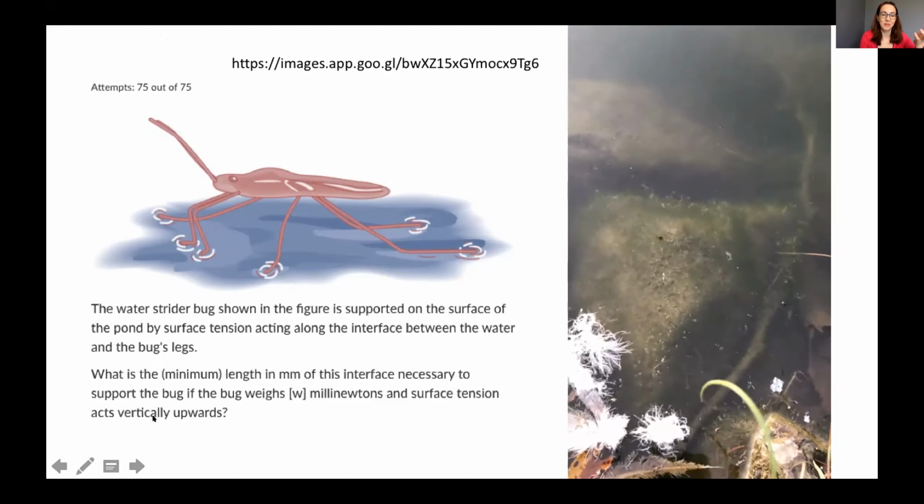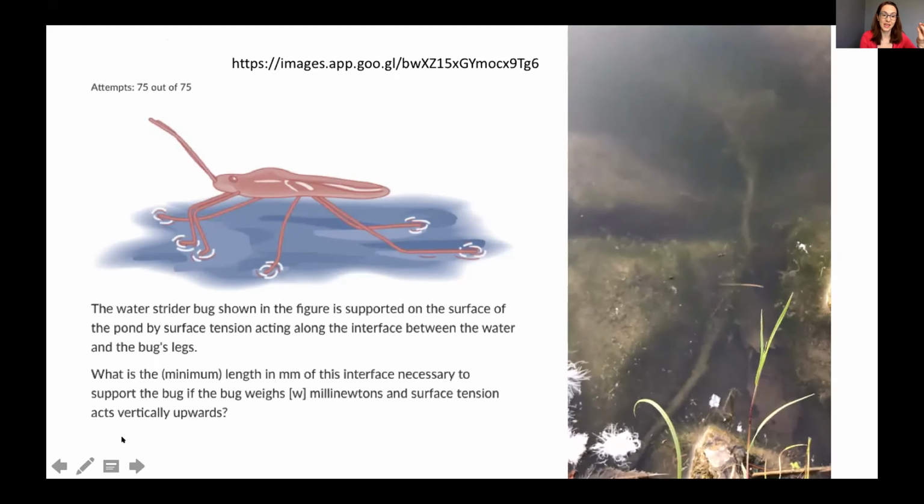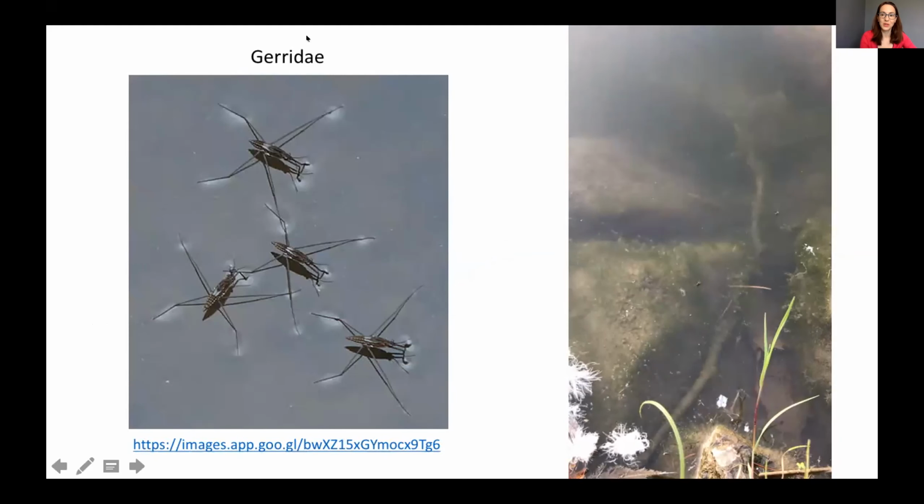The thing that's interesting about them is that they're denser than water, so in principle they should sink. But if you look at what they actually look like, they're in the family Gerridae. They've got these really long legs, with long parts of their legs in contact with the surface of the water. And so what they're doing is creating a really strong surface tension force pointing straight upwards that's counteracting the effects of gravity. So that's how they do it.